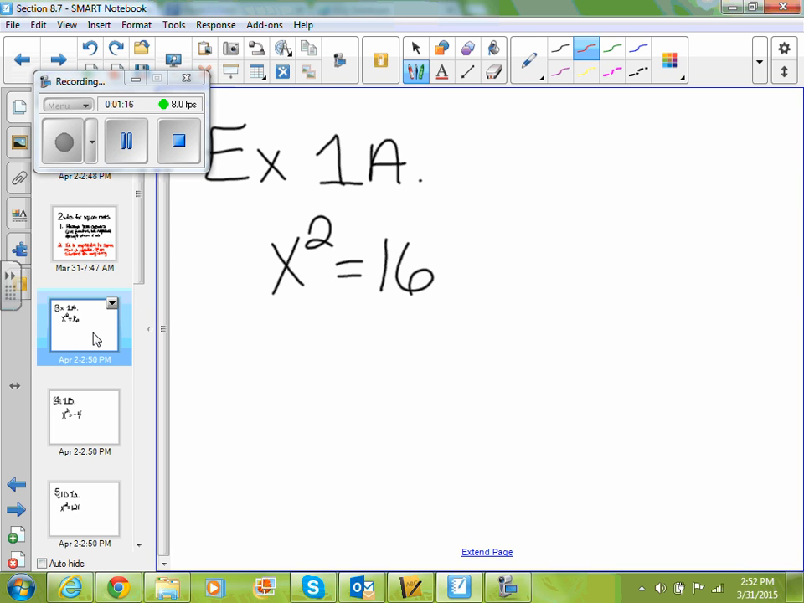So if I'm given x squared equals 16, I need to get the x by itself, so I need to get rid of this squared. Anybody know how to get rid of a squared? Kind of like dividing, but not exactly. In order to get rid of a squared, we have to take the square root. That's what we're going to be doing today. Whatever you do to one side, you have to do to the other side, and that squared and square root will cancel.